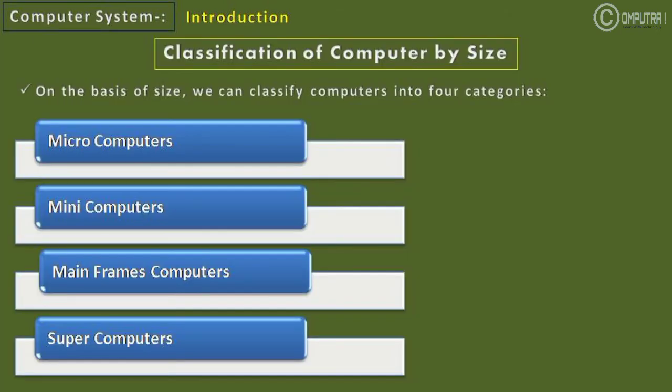Now we will study classification of computer by size. On the basis of size, we can classify computer into 4 categories. The first is microcomputer, second is mini computer, third is mainframe computer, and the fourth is supercomputer. So firstly we will study about microcomputer.